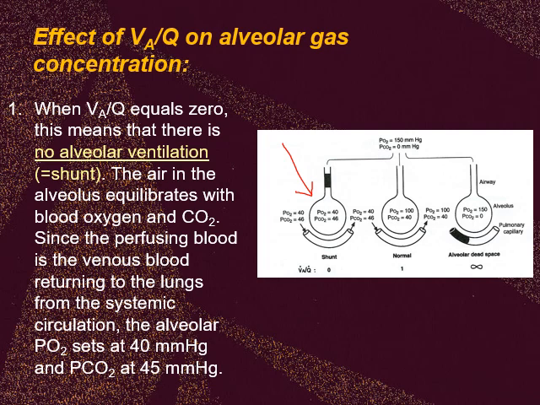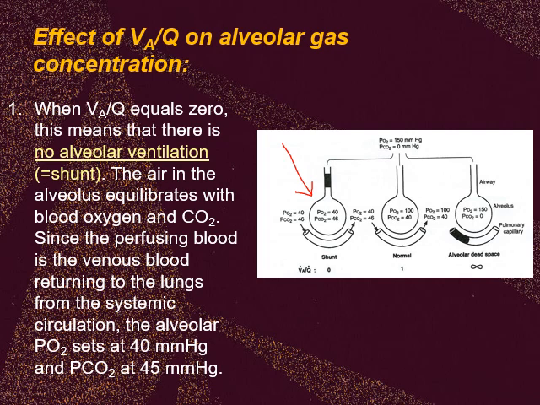Now, what is the effect of the ventilation perfusion ratio on alveolar gas concentration? There are 3 possibilities. First, the ratio is reduced to 0. Second, the ratio increases to infinity. And third, the ratio is within normal values.